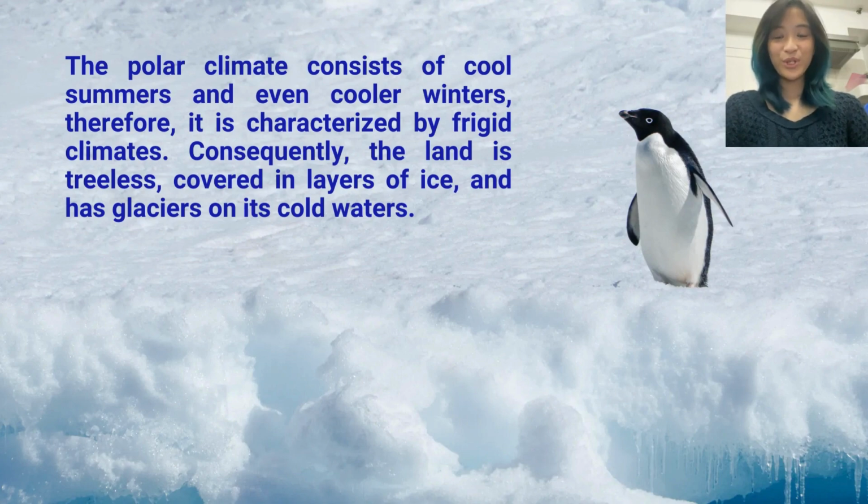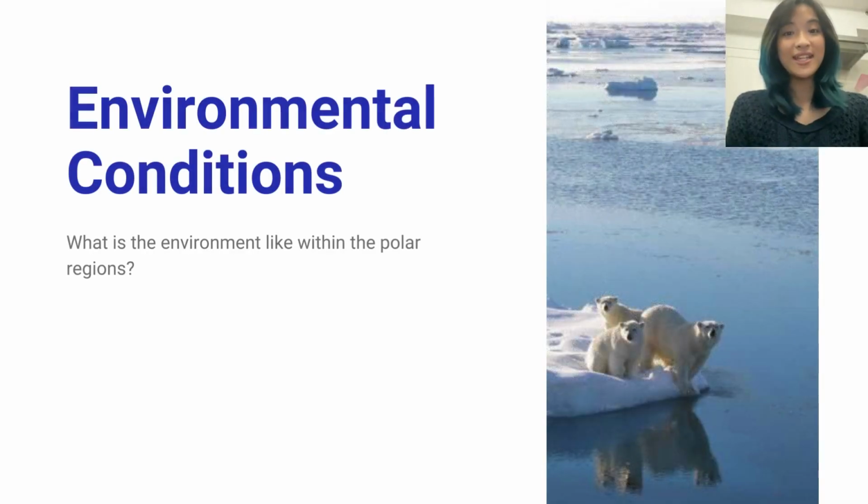To provide a brief introduction on what the polar climate is, the polar climate consists of cool summers and even cooler winters. Therefore, it is characterized by frigid climates. Consequently, the land is treeless, covered in layers of ice, both permanent and semi-permanent, and has glaciers on its cold waters.